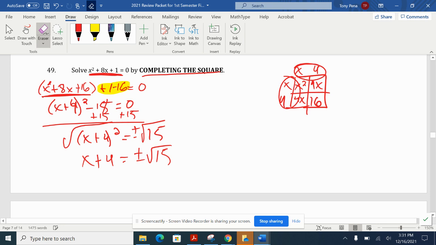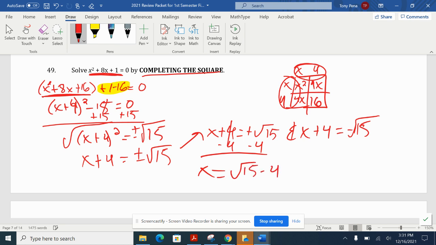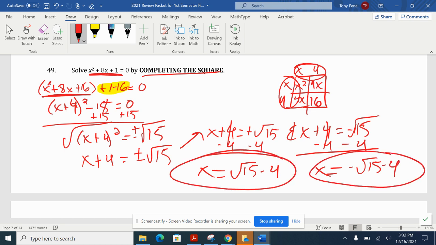you could say x plus 4 equals a positive root 15. And x plus 4 equals a negative root 15. And then just subtract the 4 from both. So x would be root 15 minus 4. And then this one, when I subtract the 4, I get a negative root 15 minus a 4. So a little uglier numbers when we don't get those nice perfect squares.